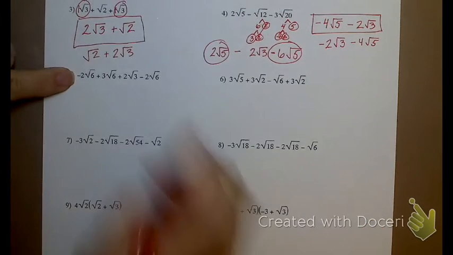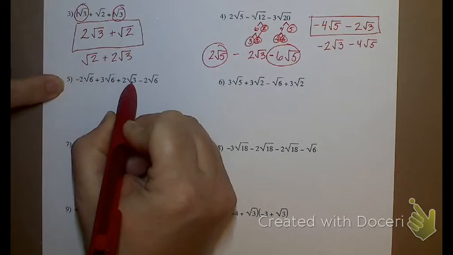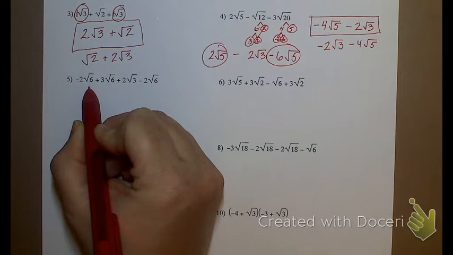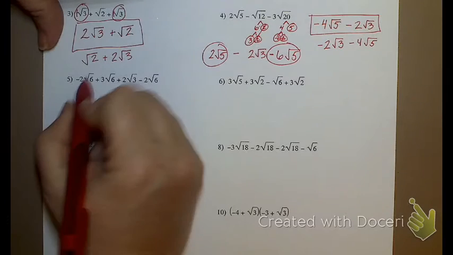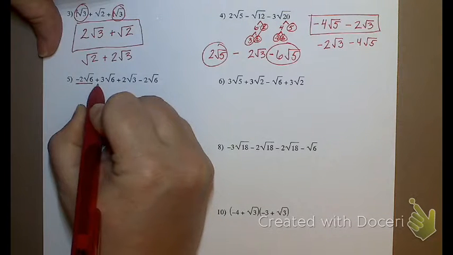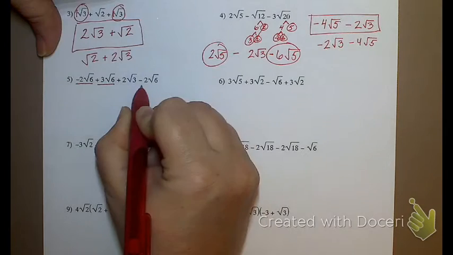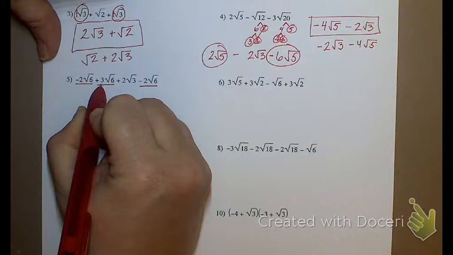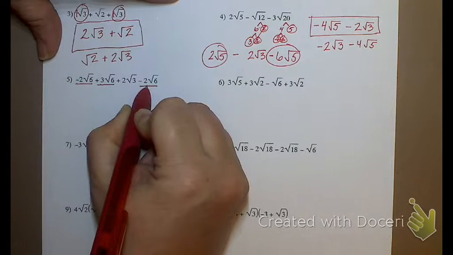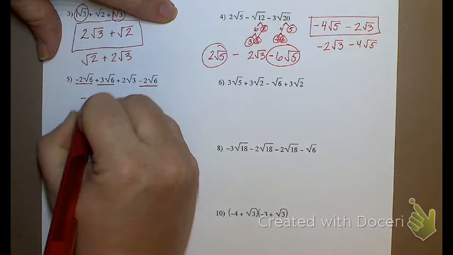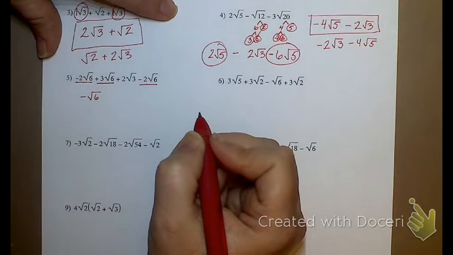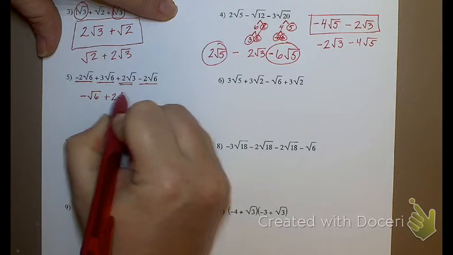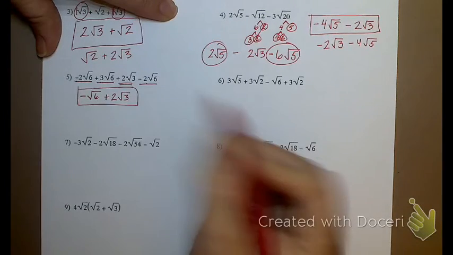Okay. So, can I draw trees for any of these radicals in number 5? I could draw a tree for 6, but there's no pairs to take out, right? So let's just look and see what we have that matches. Negative 2 radical 6, positive 3 radical 6, and negative 2 radical 6. So negative 2 and positive 3 is 1, minus 2. So I have negative 1 radical 6, which we would write like that, correct? This guy doesn't have a partner, so he's just going to stay plus 2 radical 3. How would this look if I wrote it the other way?